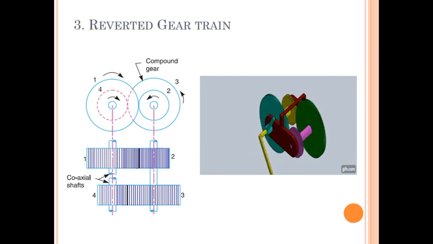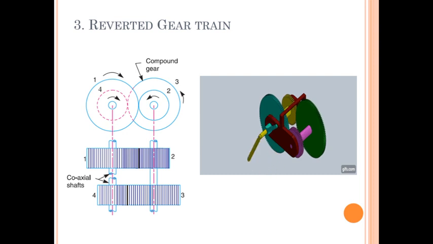The application for this reverted gear train is the minute and hour hand, or minute and second hand, of a wristwatch. In that wristwatch you can observe the minute hand is rotating with a different speed than the second hand and hour hand, but all hands are coaxial. This can be done by this reverted gear train.